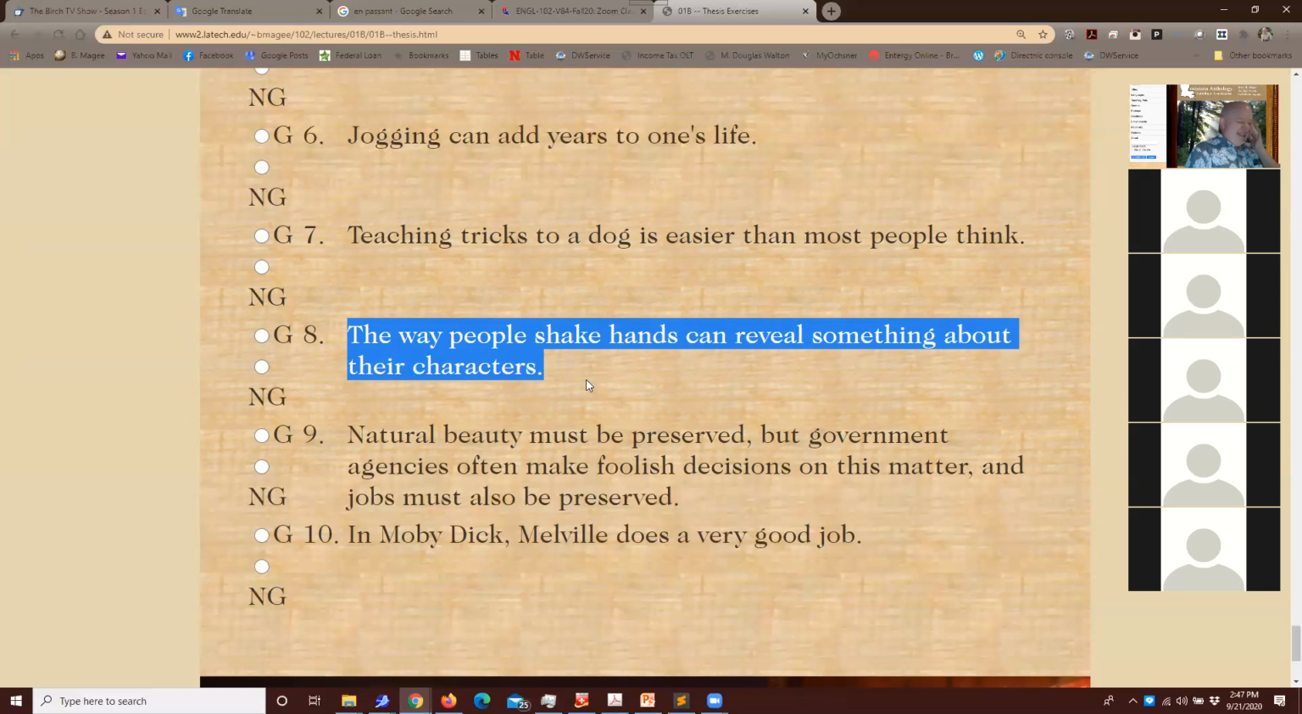The way people shake hands can reveal something about their character. I think that is one. Yes, and it is the perfect English 101 thesis. So just look at it and admire it a minute. Well, I'm good at this. So what is so perfect about it?